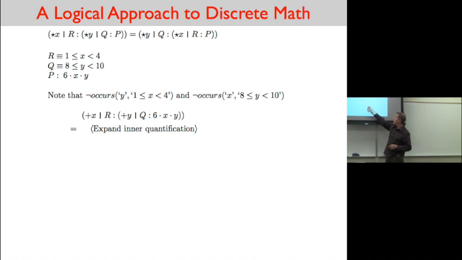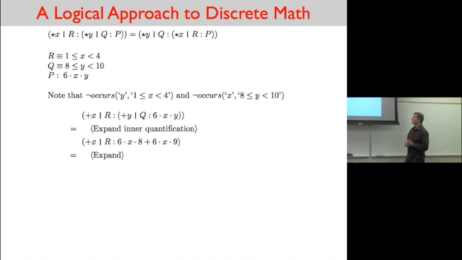Well, 6 times 1 times 8 plus... no, just over y. We're just going to expand this over y. We're going to expand the inner quantification. We're not going to expand the x. We're just doing y. So what are the possible values of y in Q? 6 times x times 8 and 6 times x times 9. Okay, is everybody clear? So expanding that out, it's sum on x, range r, 6 times x times 8 plus 6 times x times 9. That's expanding the inner one, right?